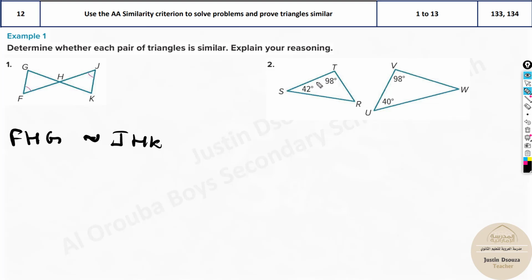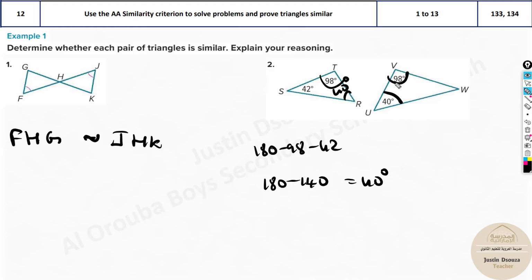Now here what to do? You have 40, 98. There's 98 over here. What about this angle? Let's find out. 180 minus 98 minus 42. So what would happen? It would be 140. So 180 minus 140, that is 40 degrees. So this is 40 degrees. Now look here. This and this is 40. This and this is 98. So this over here must be 42. If you solve it, you will get 42.